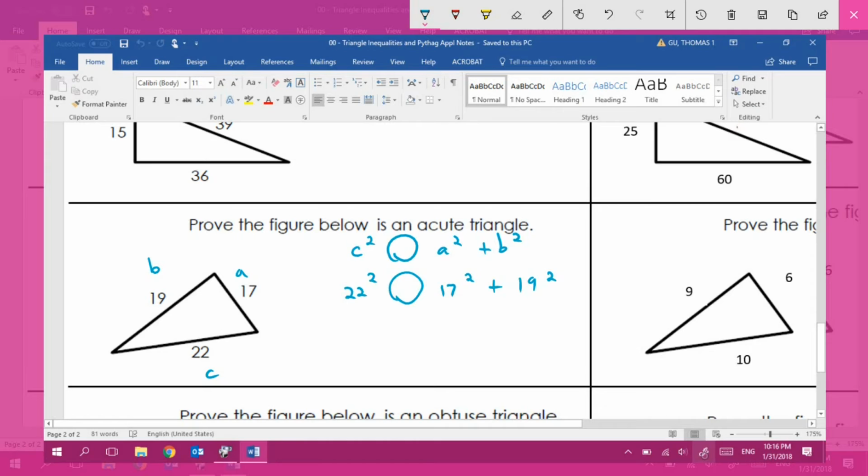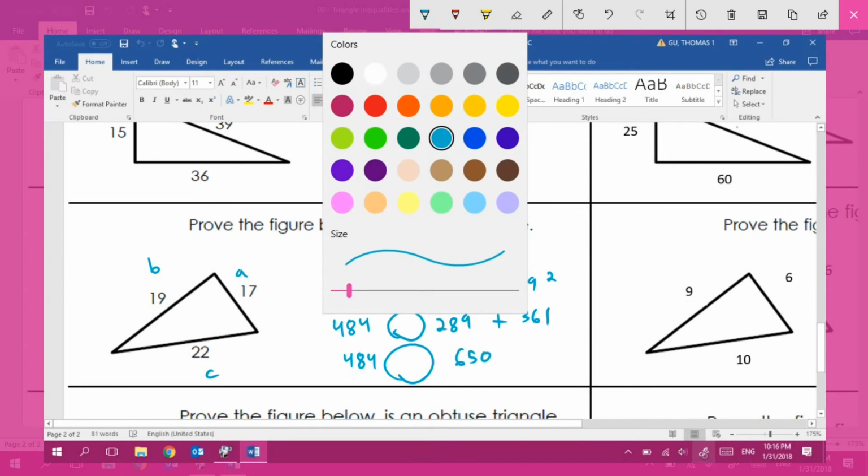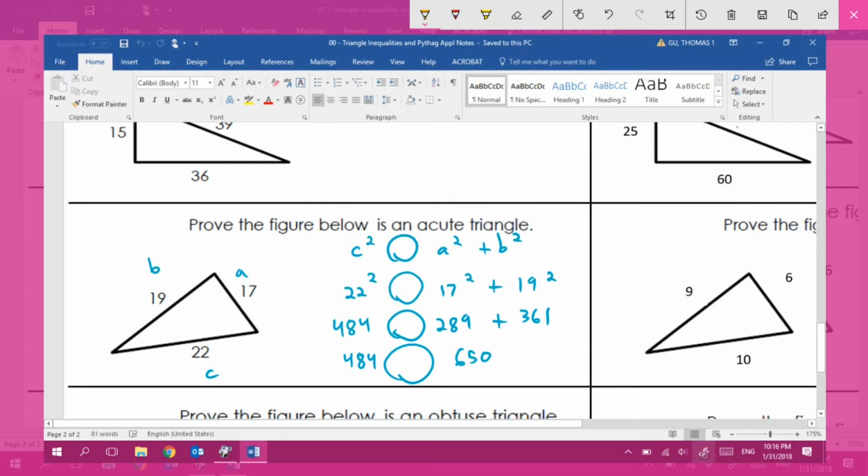Then again, get the calculator. 22 squared is 484, and then 17 squared is 289 plus 19 squared is 361. So now 484 is something. 289 plus 361 is 650. Now, is 484 less than or greater than 650? It's less than. And if c squared is less than a squared plus b squared, then that means this is an acute triangle. Perfect. So now we've proved that this is an acute triangle.